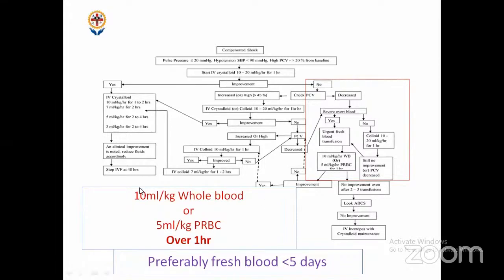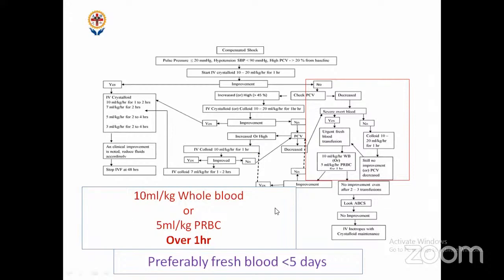So here we are studying shock. Whatever fluid you give in shock is like a bolus. It is not like regular transfusions. If you have whole blood, give it at 10 ml per kg per hour, or if you have PRBC, give it at 5 ml per kg per hour. Then you reassess after 1 hour.